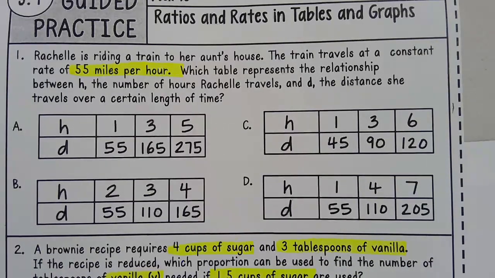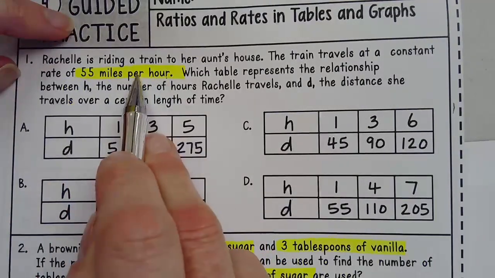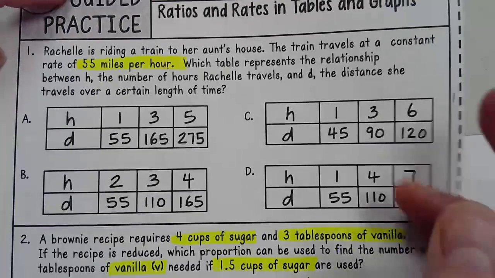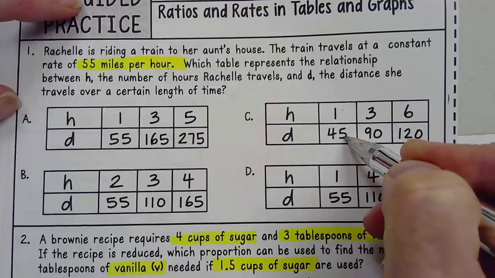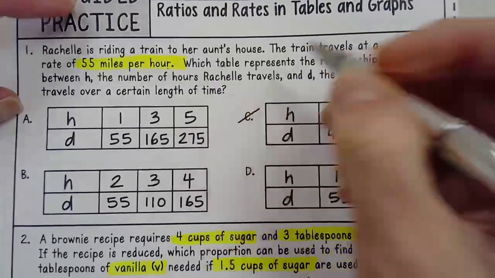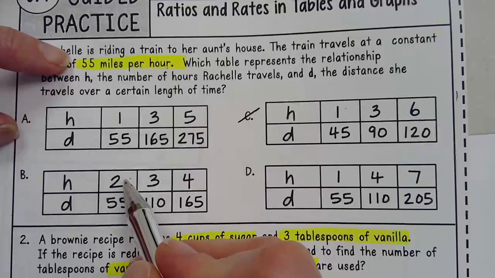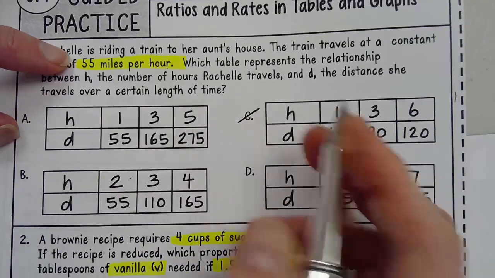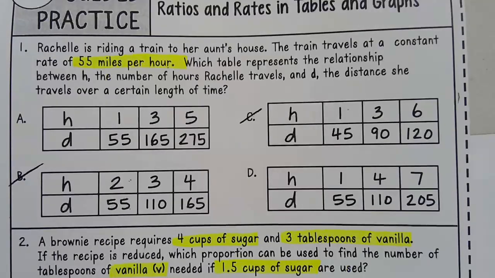Okay, looking at what we know, if it's 55 miles per hour, I'm looking for 1 hour and 55 miles. I can see there are 2 that do not meet that requirement because I have 1 hour 45 miles. That is not going to work for the problem that I have. The other one that's not going to work is I'm not traveling 2 hours in 55 miles. I'm only doing 1, so I know this one cannot work. So that allows me to get rid of those 2.